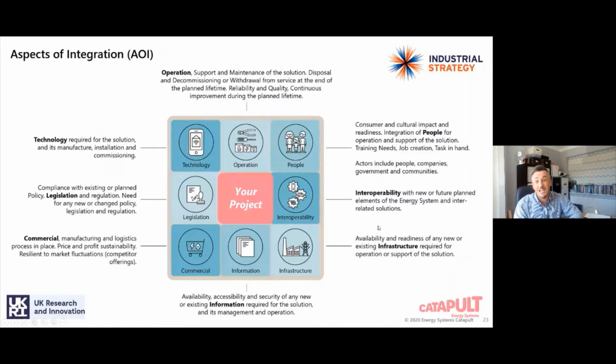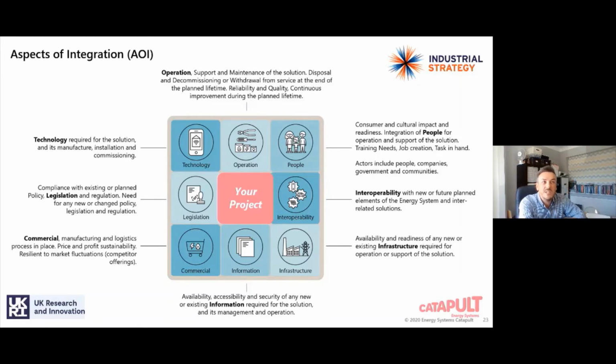So here are the aspects. There's 8 aspects in total. You've got a variety of areas such as technology, operation, people, interoperability, infrastructure, information, commercial, and legislation. So we see that a SLES project touches on each of those various categories or aspects to understand them a little bit more.